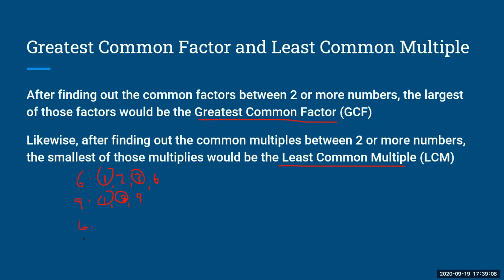And the same thing for multiples. So 6, 12, 18, and for 9, 9 and 18. So the least common multiple is 18. Just a really quick example, because 9 times 1 is 9, 9 times 2 is 18, and 6 times 3 is 18.